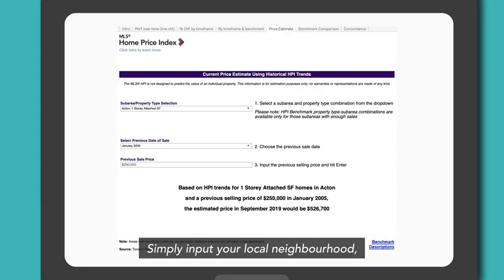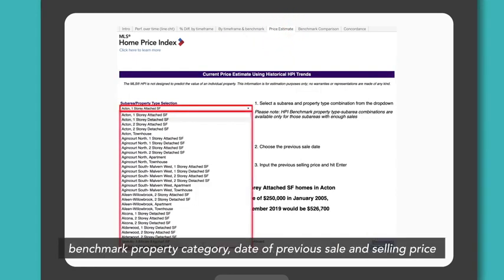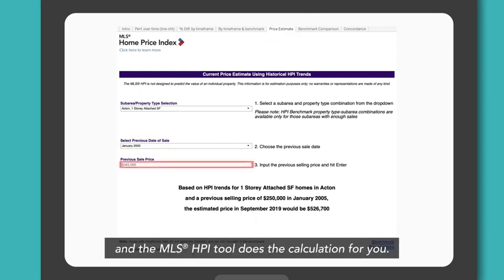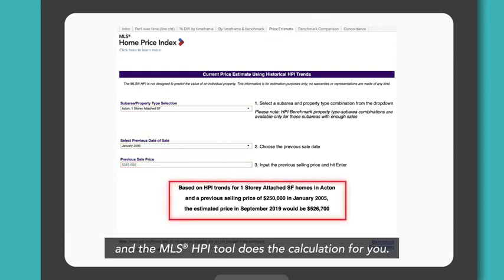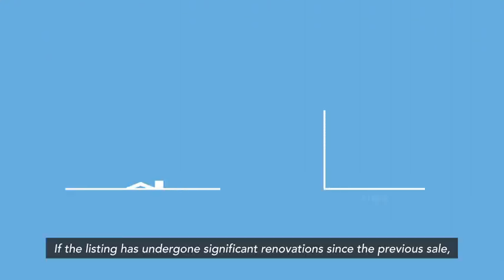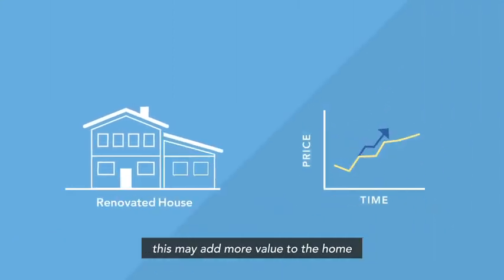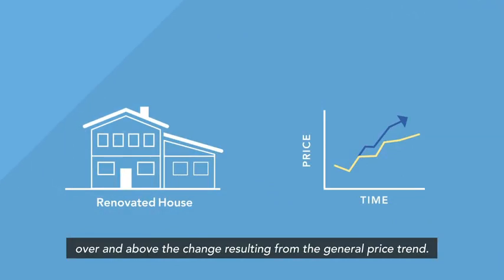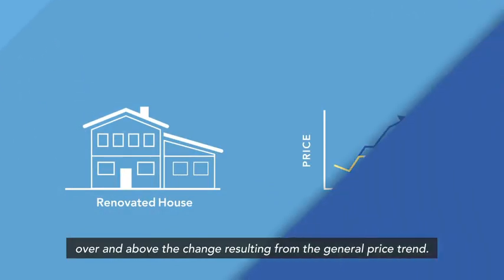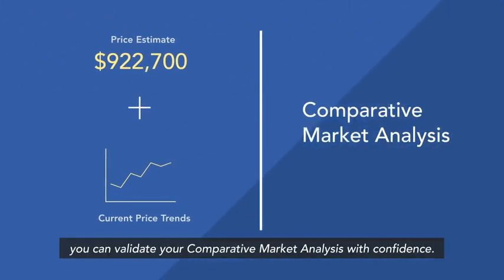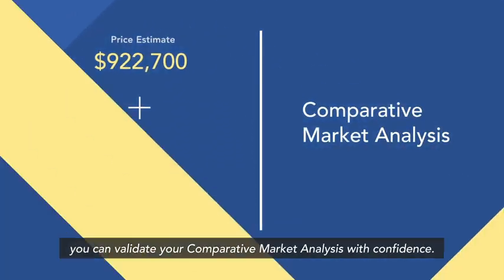Simply input your local neighborhood, benchmark property category, date of previous sale, and selling price, and the MLS HPI tool does the calculation for you. If the listing has undergone significant renovations since the previous sale, this may add more value to the home over and above the change resulting from the general price trend. Using this estimate, along with the current price trends, you can validate your comparative market analysis with confidence.